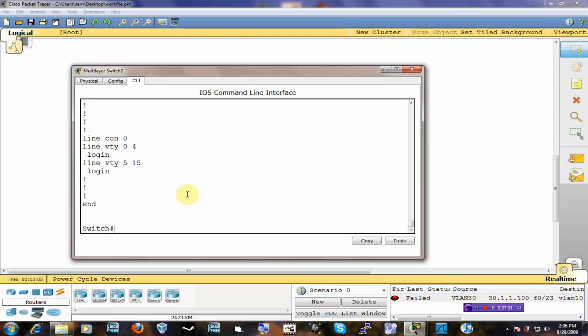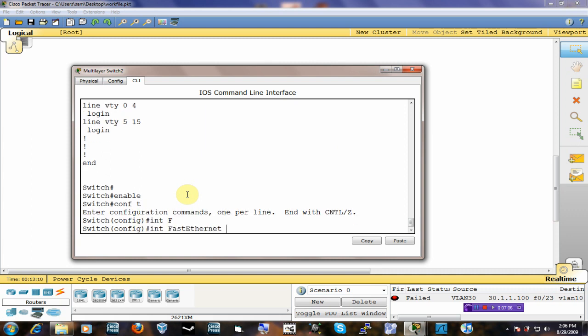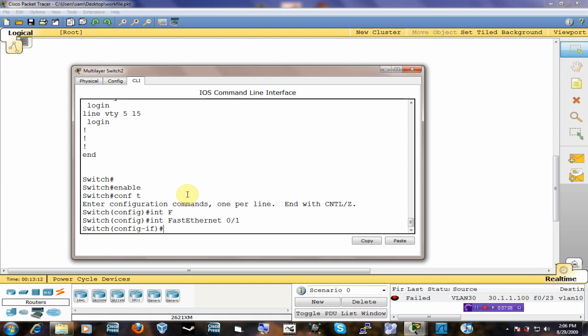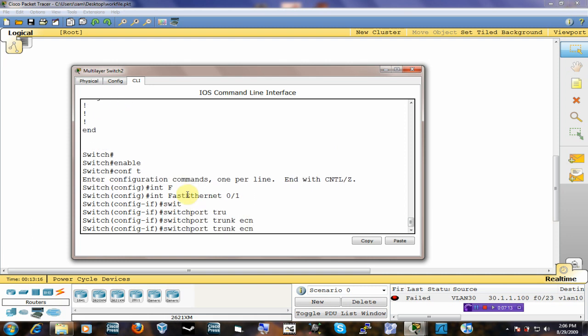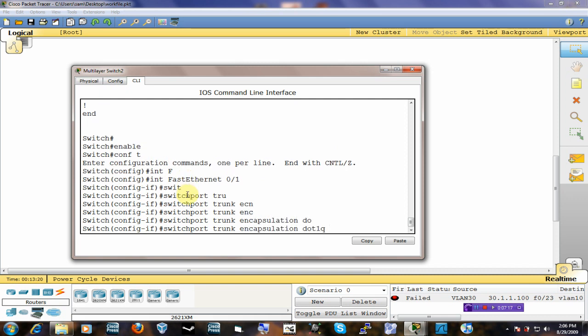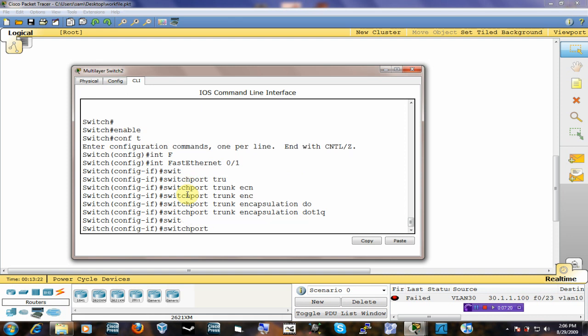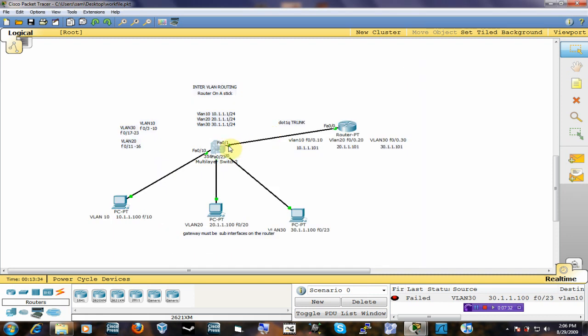FastEthernet 0/1, and we want switchport trunk encapsulation. We're going to use dot1q instead of ISL. Dot1q, and then we can call switchport mode trunk. Okay, now that we do that, this link is configured as our trunk, and we shall wait for it to come back up, and when it does, we will try to ping and see if it worked this time.